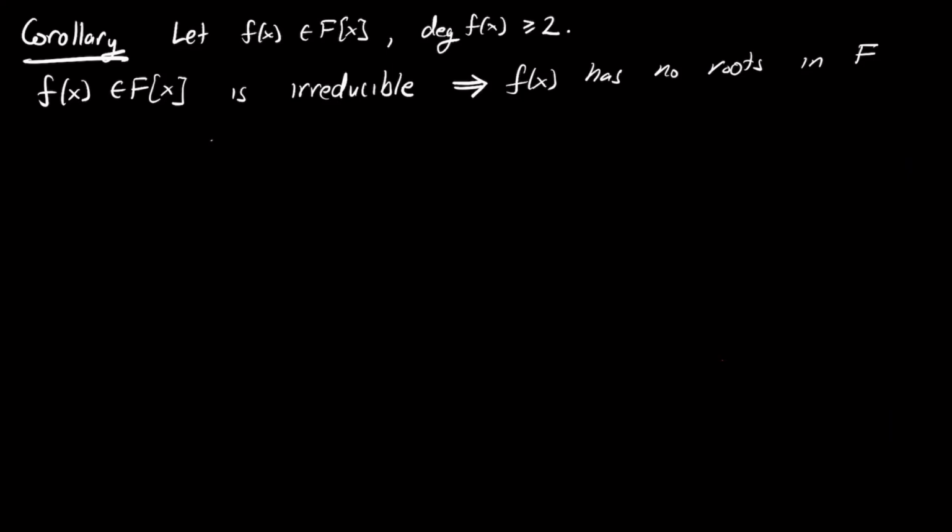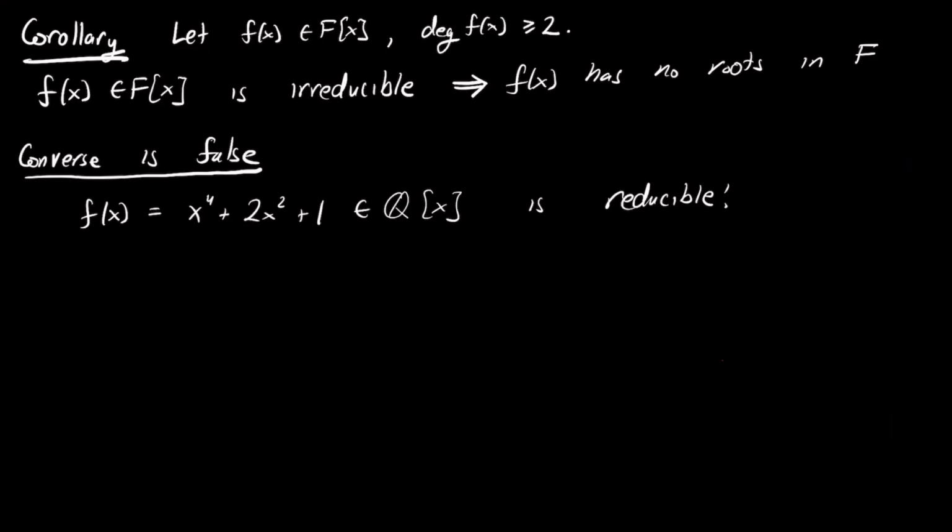Okay, so the one thing I want to point out is that the converse of this theorem is false, right? So there are polynomials that have no roots, but are reducible. So let's explore that a little bit. I'll consider the polynomial f of x is x to the fourth plus 2x squared plus 1 in Q[x]. This polynomial is reducible. Why? Well, this polynomial factors as x squared plus 1 times x squared plus 1, so I can factor it as lower degree polynomials.